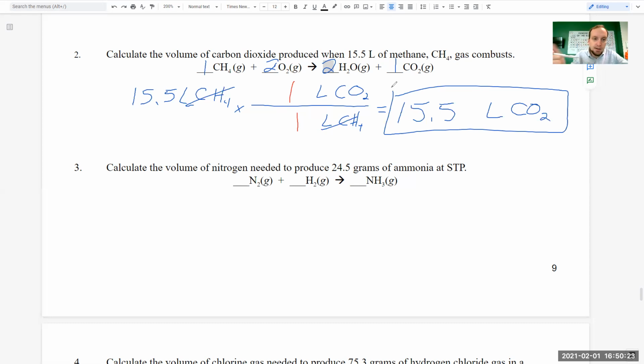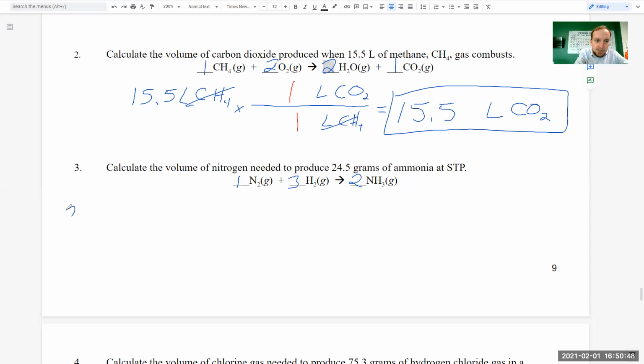All right, number 3. What we have here again is calculate the volume of nitrogen needed to produce 25.5 grams of ammonia. Uh-oh, they're giving us grams. That's a little bit different. I'm going to go ahead and balance my equation. I have 3 hydrogens on the right, 2 on the left, so I need them both to be 6. There we go. And that nicely fixed my nitrogens at the same time.